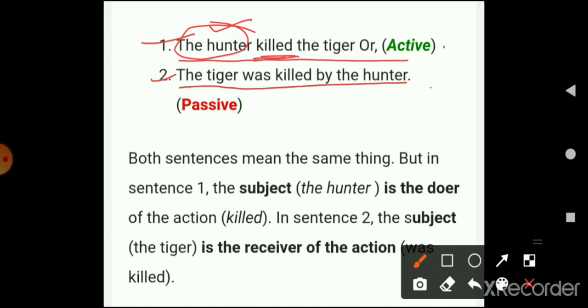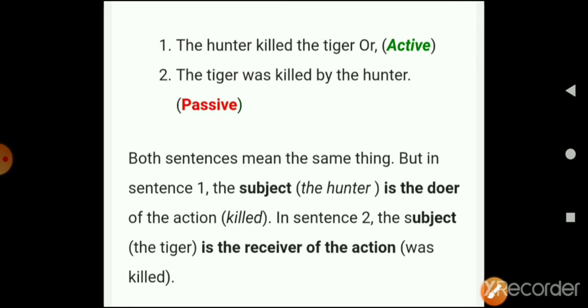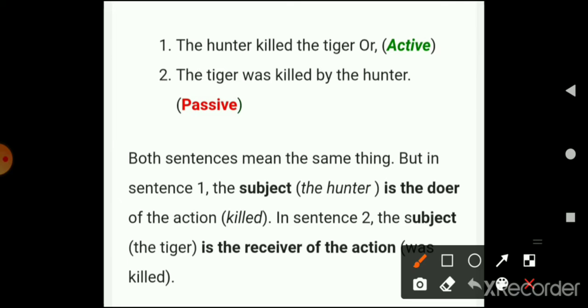In the second sentence, the subject is the tiger, and the action is being performed on the tiger. Here the subject is the receiver of the action. So we can clearly see that the voices of the two sentences are different.